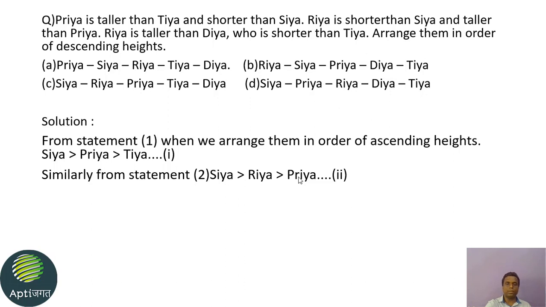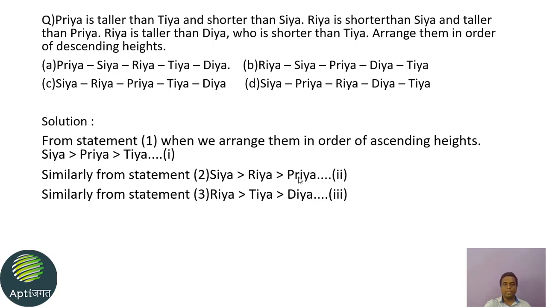So what is the next conclusion? R is greater than T is greater than D, right? Arrange them in descending order. So from these three statements, we can easily make the height arrangement. See, S > P, S > R > P, and R > T > D. From this we can conclude that Sia is the tallest, right?